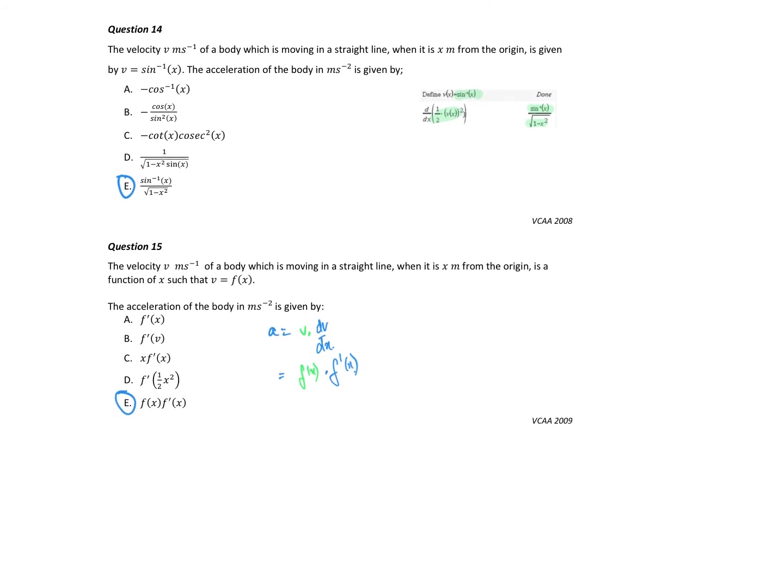Again, you could work out v dv/dx and do it that way. What have we got here? Velocity, the acceleration of the body. So what is acceleration in terms of v? Acceleration is equal to v dv/dx. v is equal to f of x, dv/dx is f dash of x, which gives me e.